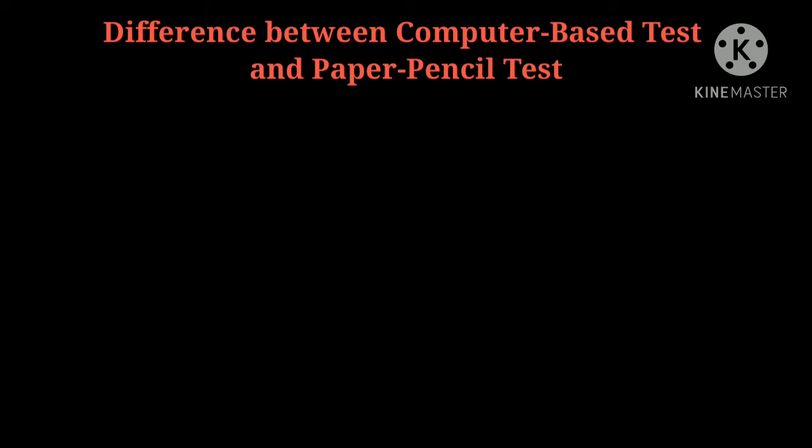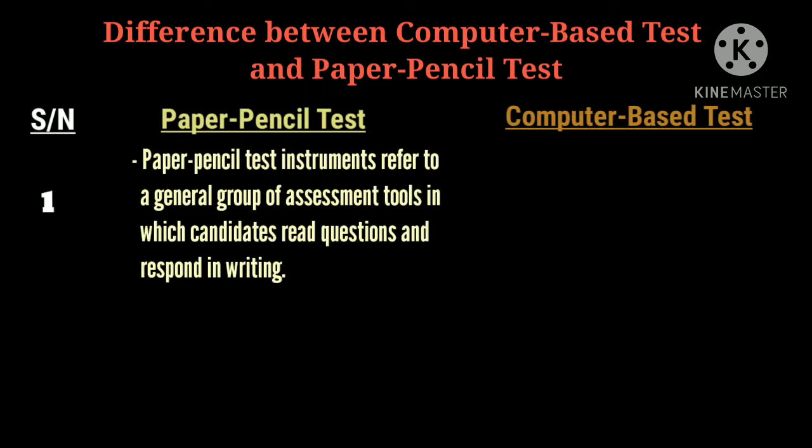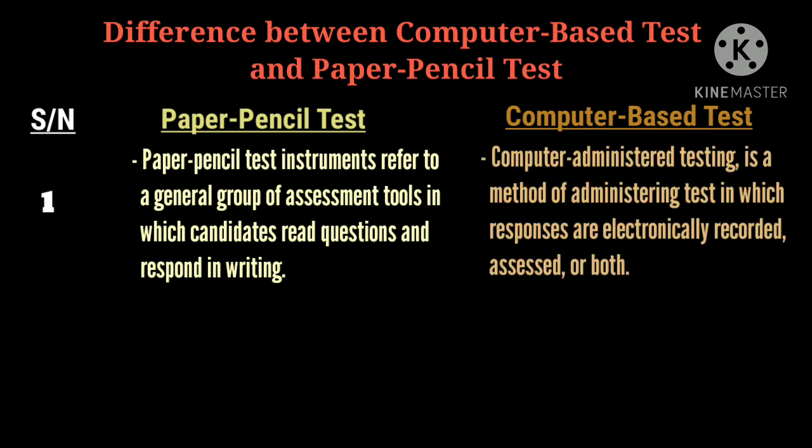So here's the difference between computer-based tests and paper pencil tests. First, paper pencil test instruments refer to a general group of assessment tools in which candidates read questions and respond in writing, while computer-based tests, or computer-administered testing, is a method of administering tests in which responses are electronically recorded, assessed, or both.